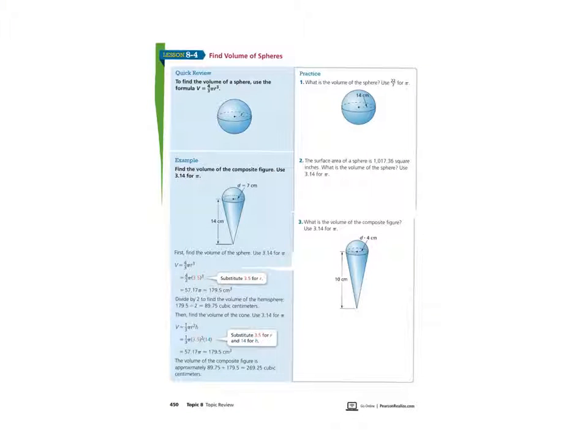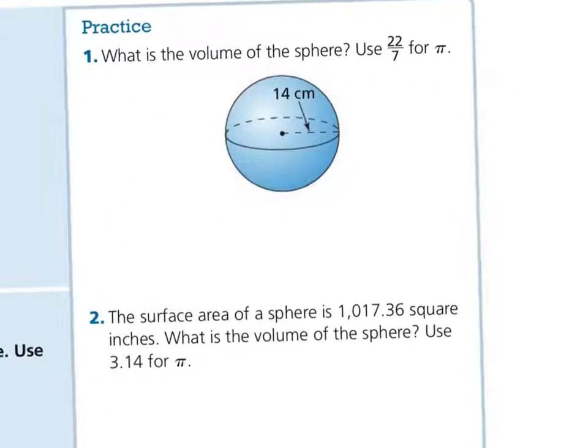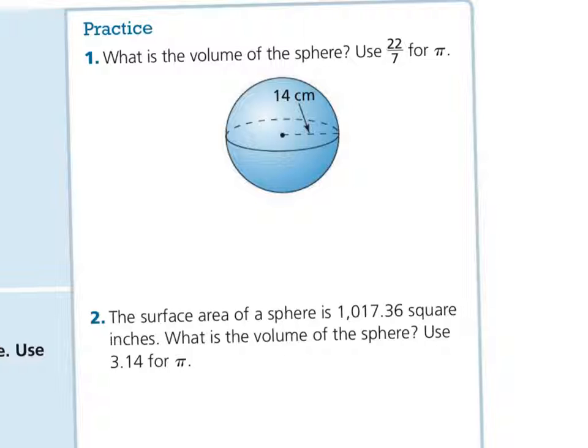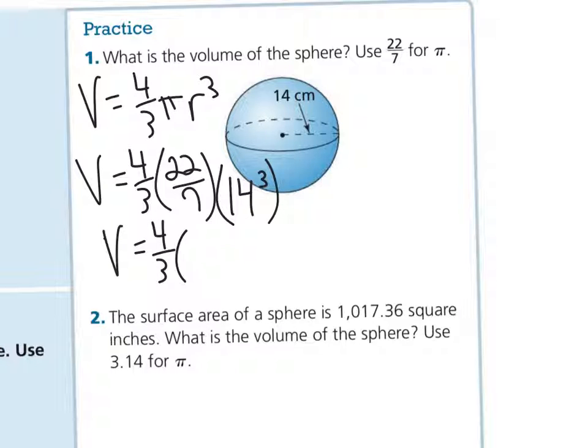Lesson 4, volume of spheres. So if we look at number 1, they want us to use 22/7 for pi. So formula for that, again, would be given like all these other formulas. 4/3 pi r cubed. If we use 22/7 for pi, radius is 14. Order of operations, first thing we would do would be to take care of our exponent, so 14 cubed.